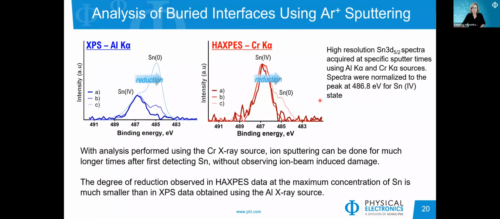And here's an example of 3 spectra selected at 3 different points during the depth profile. In the aluminum source, as soon as you start picking up this buried TiN layer, immediately you start seeing reduction. While using the chromium source from the same sputter cycle, you can see that you start picking up a little bit of reduction, but much later in time. So you can think of using the chromium X-ray source to give you virtually damage-free depth profiles.